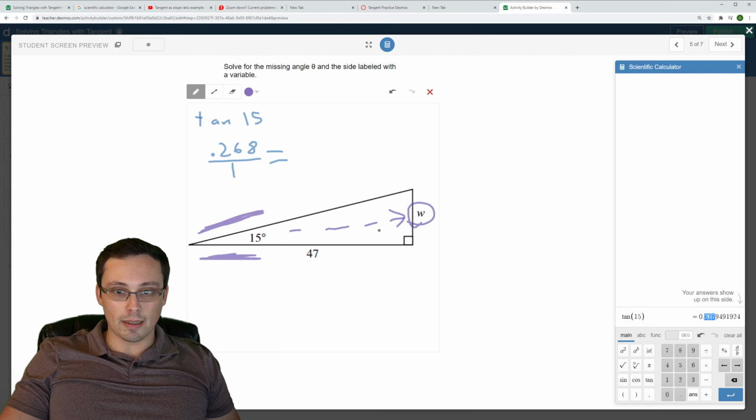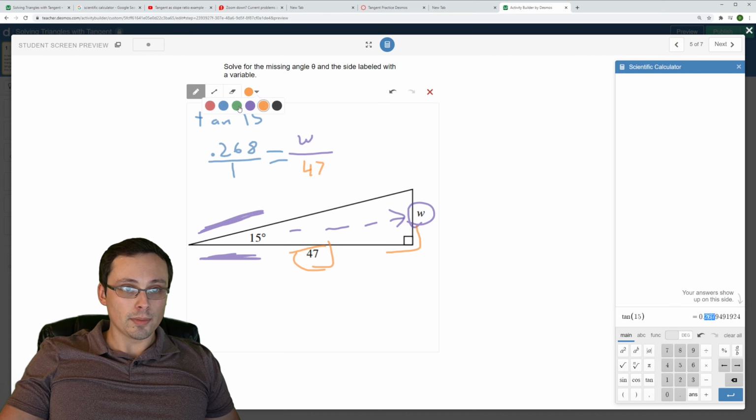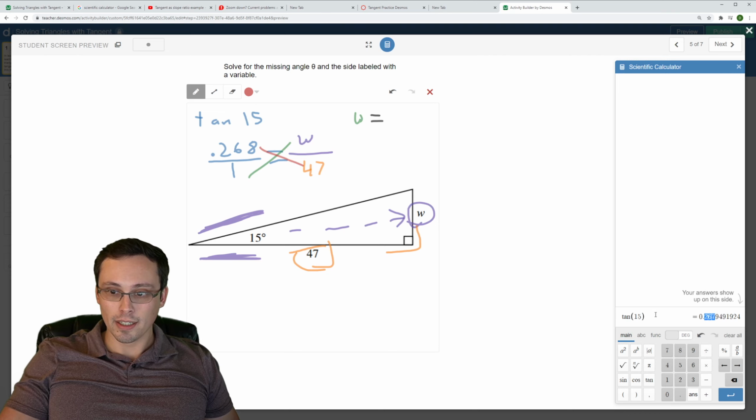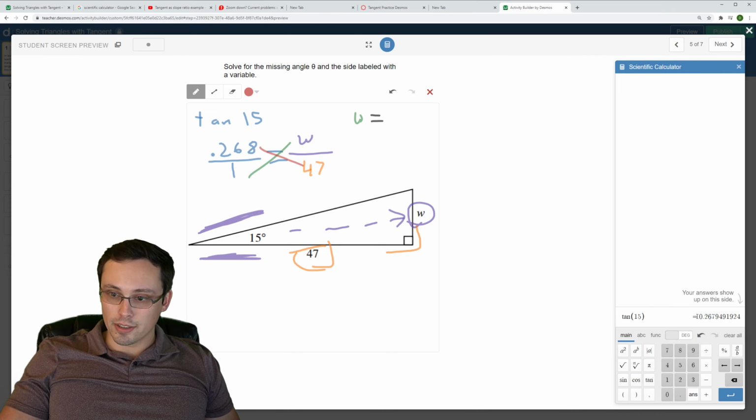So this one is the opposite side. The opposite side goes on top, which means that the other one that forms a 90 with that must be our run, and that must go on the bottom. Now we just cross multiply. 1 times w is w, and that would be equal to the other diagonal multiplied together, which would be 0.268 times 47.